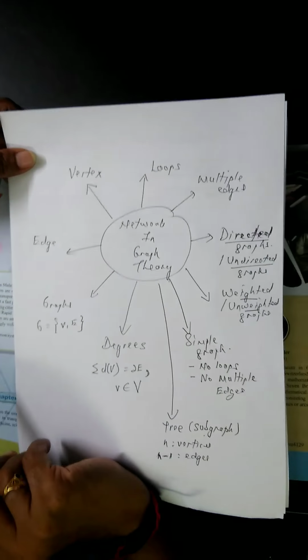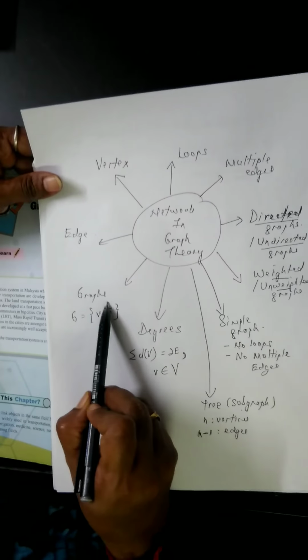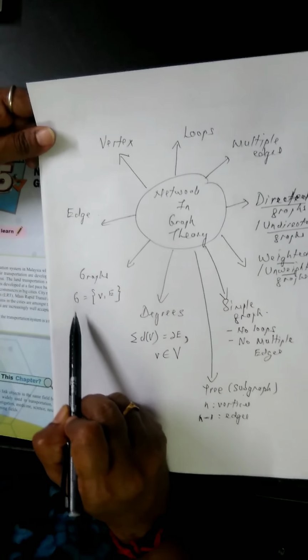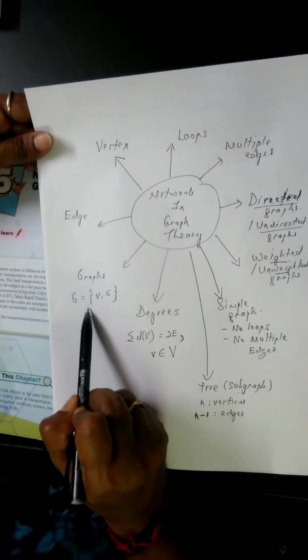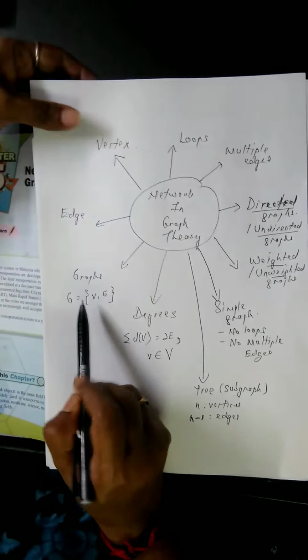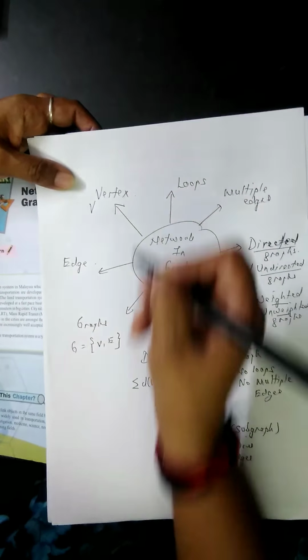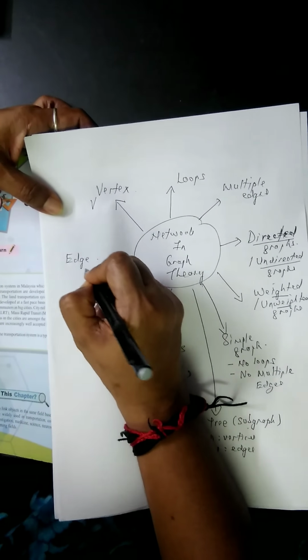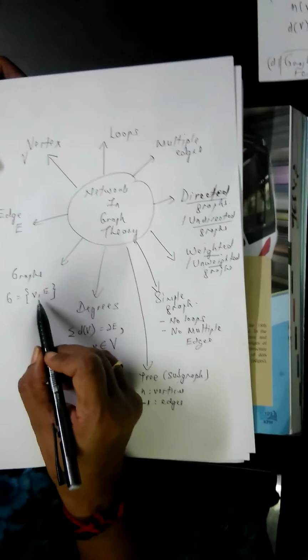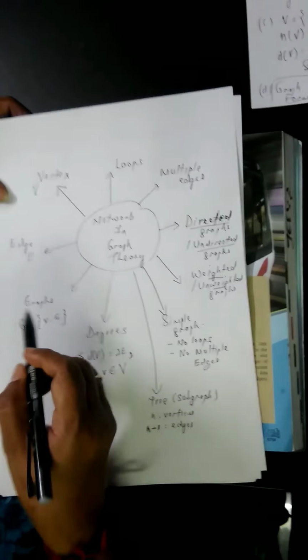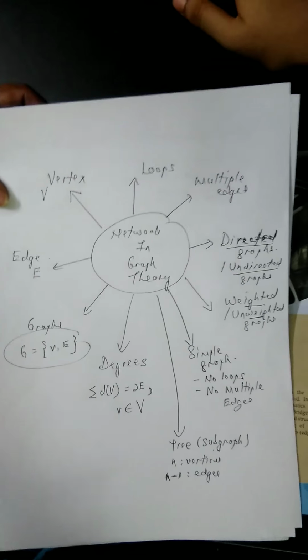What's an edge? A graph. A graph can be written like this: G represents the graph, equals braces, V, E. V stands for vertex, and E is used for edges. So this is in set notation, V comma E. This is how a graph is represented.